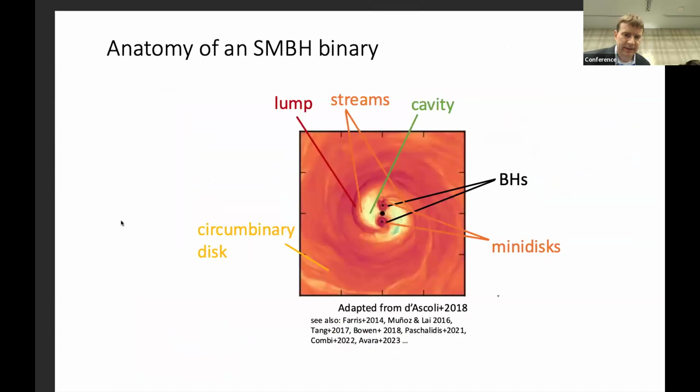As I mentioned, these supermassive black hole binaries cannot be spatially resolved, but we can understand how accretion works in these systems using numerical simulations. Here you're seeing a snapshot from one of those simulations. We see this circumbinary disk, which acts like the gas reservoir, and gas flows onto the binary through a pair of streams that feed the mini disks around the individual black holes. These mini disks act very much like the standard AGN disks that we're familiar with.